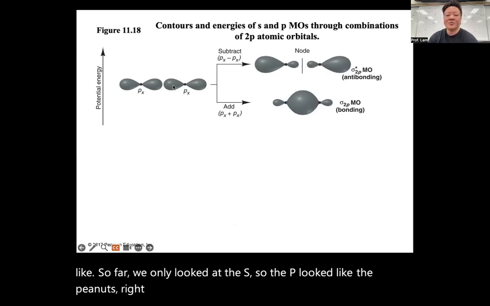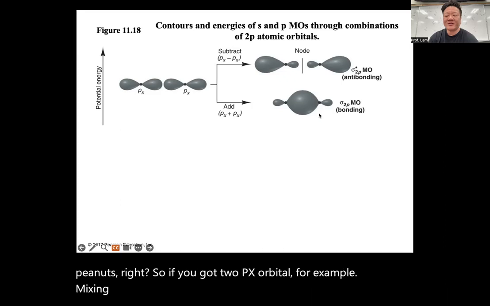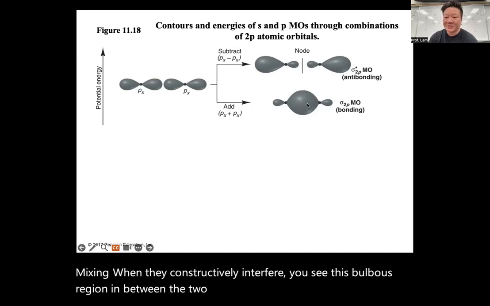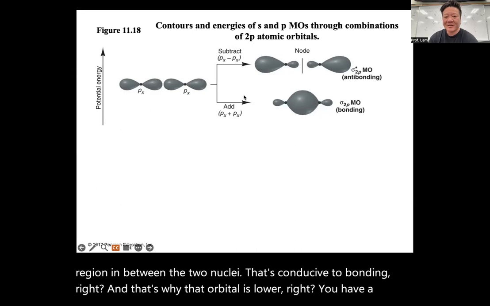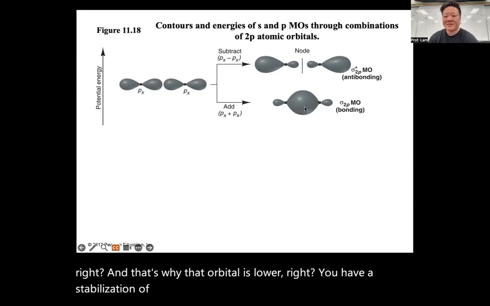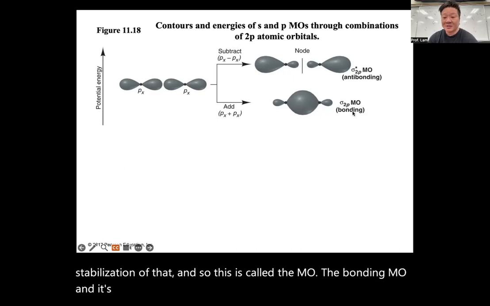So if you've got two px orbitals mixing, when they constructively interfere, you see this bulbous region in between the two nuclei. That's conducive to bonding, right? And that's why that orbital is lower. You have a stabilization of that. And so this is called the bonding MO, and it's labeled as sigma 2p.